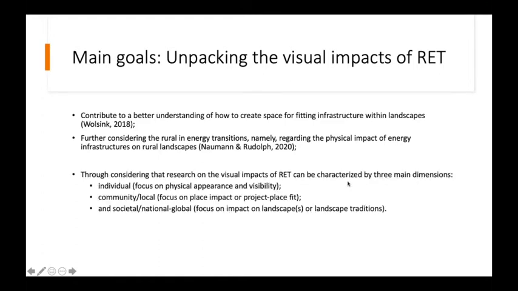To do that, what we thought could be important to do, at least as a first step, is to consider that research on the visual impacts of renewable energy technologies can be characterized so far by focusing on three main dimensions of this visual impact. A more individual dimension, as we call it, which refers to research that has been focusing mainly on studying visual impact as physical appearance and the visibility of these energy infrastructures.